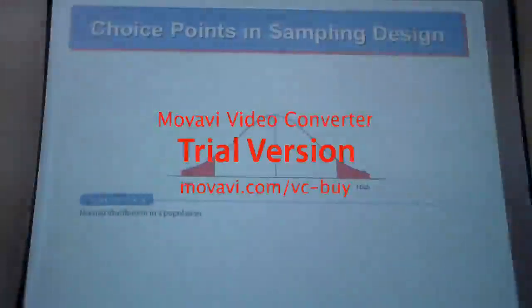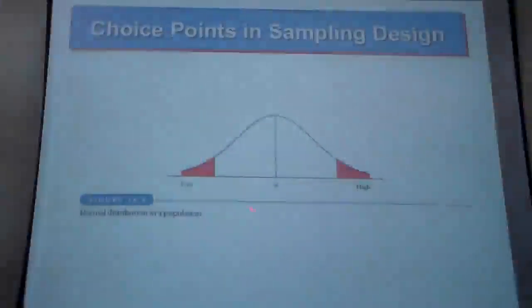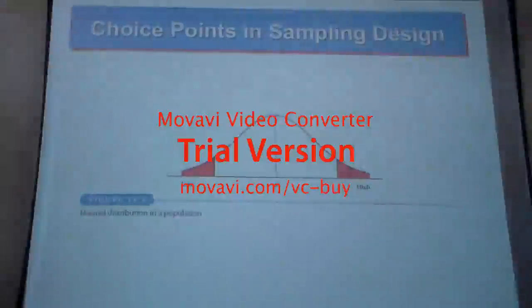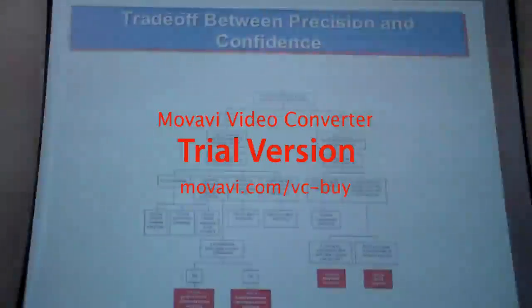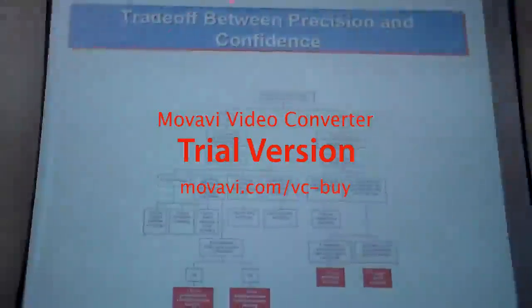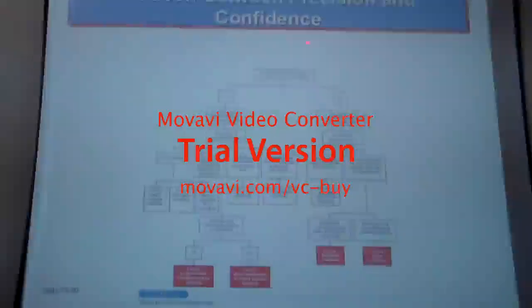In order to make your sample representative of reality, you should take the whole situation, especially the low and high values of the distribution. This is just an example. There is a trade-off between precision and confidence.